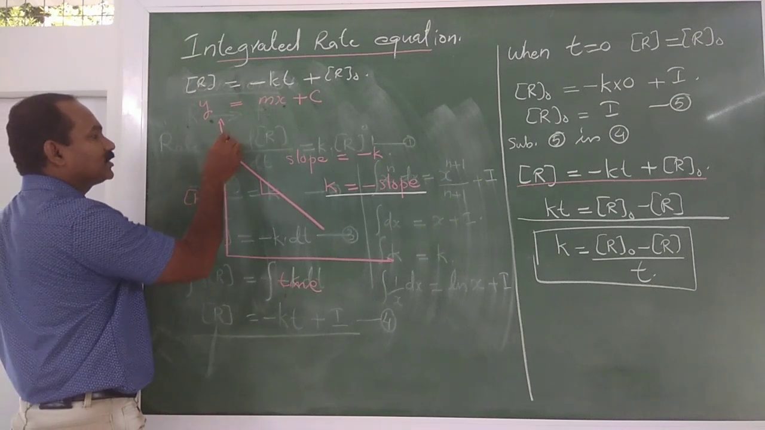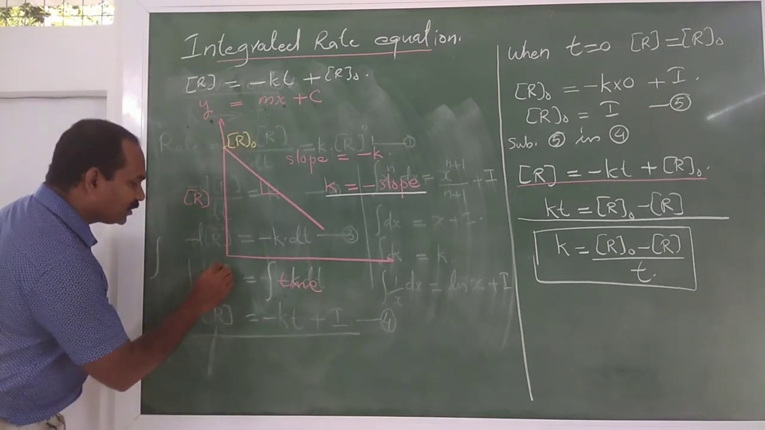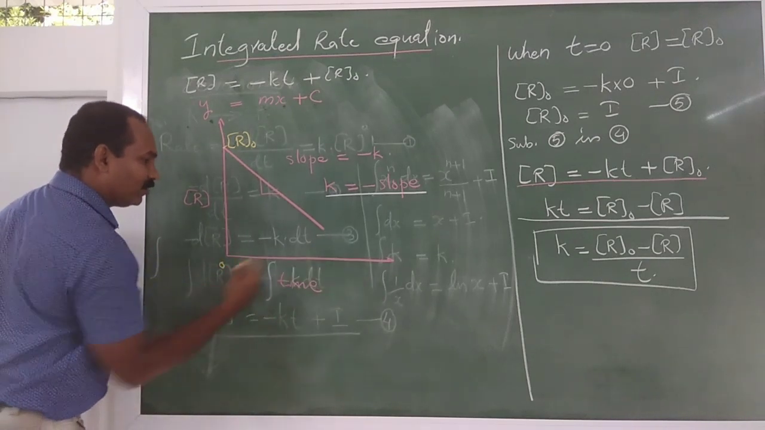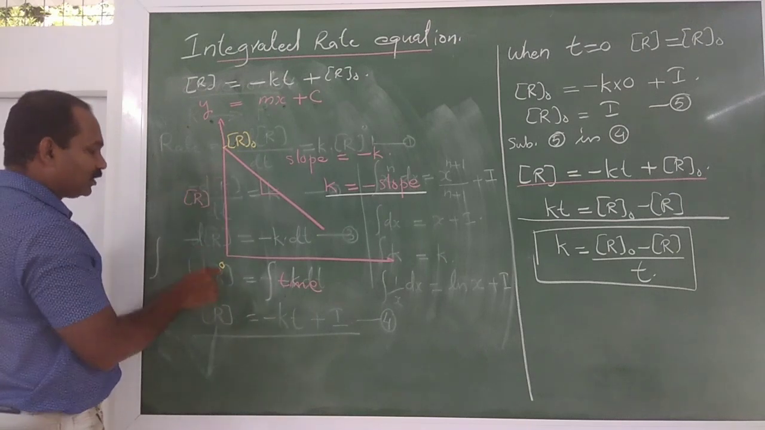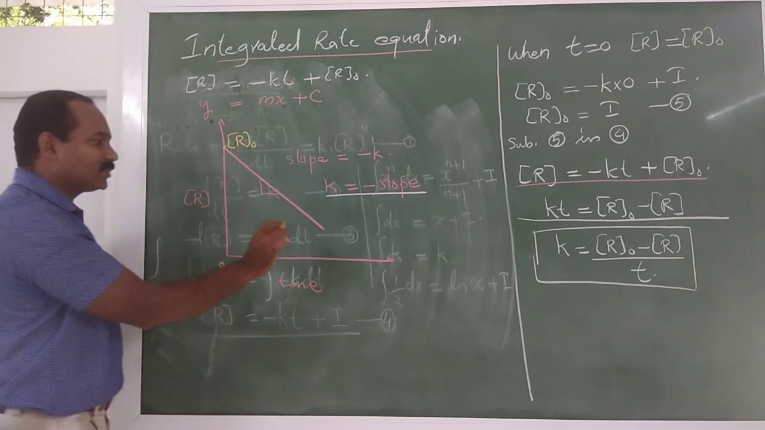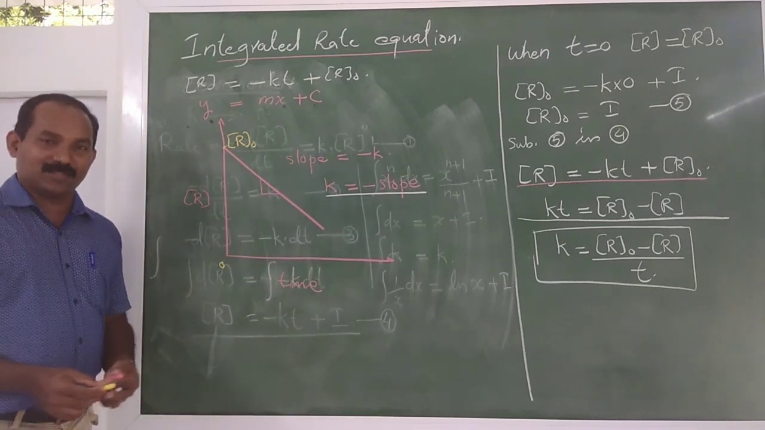This point is the intercept, that is R0. At t is equal to 0, this is the time axis, the concentration is R0. That's correct. So the slope is minus k, and k is equal to minus slope.